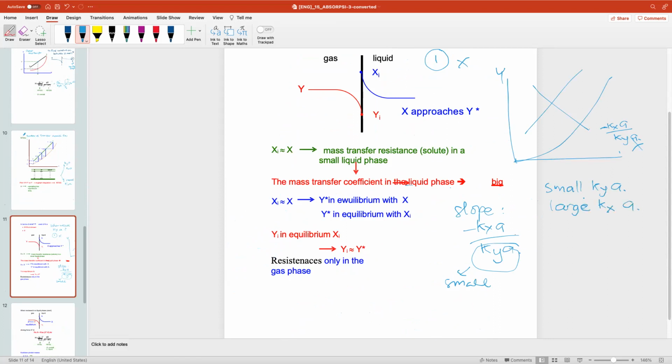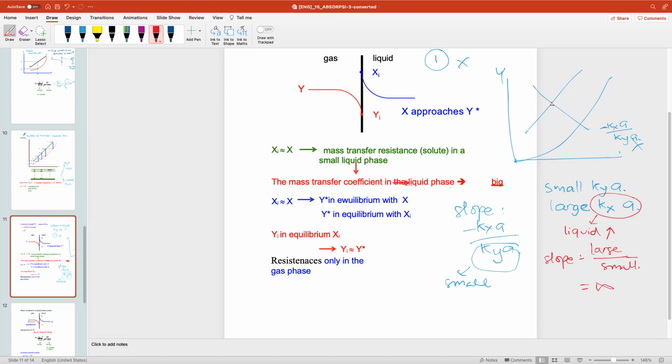Because the slope is minus kxa divided by minus kya, if you have a small kya or a large kxa, that means the mass transfer coefficient in the liquid is high, while in the gas phase it is low, then your slope would be large divided by small. So what is the slope if a large number is divided by a very, very small number? Very, very large. Mathematically it would be infinity, right? And what is the slope for infinity? Vertical line.